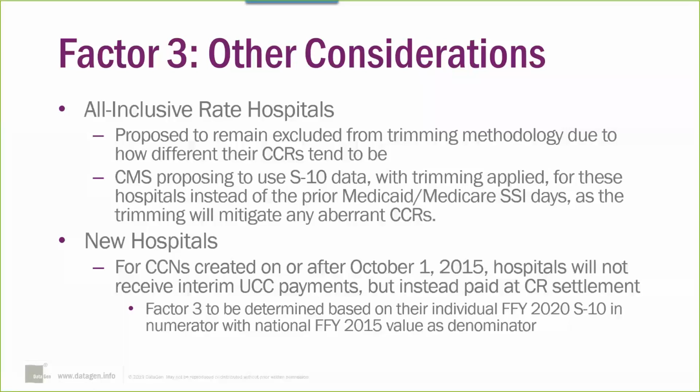Also, for new hospitals, those with Medicare certification numbers created on or after October 1st of 15, CMS is proposing that these hospitals would not receive interim uncompensated care payments, but would instead be paid their full uncompensated care amounts at cost report settlement. Their Factor 3 would be determined based on their fiscal year 2020 S10 value as the numerator, with the national fiscal year 15 value, that which is applied to all other hospitals for 2020, as the denominator.